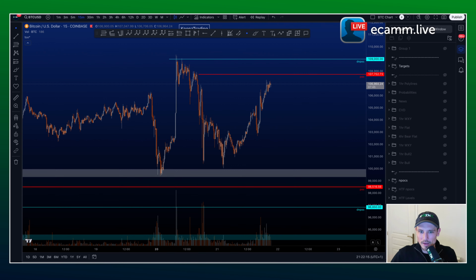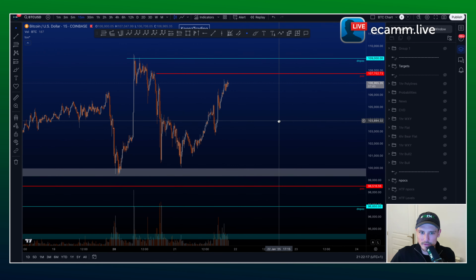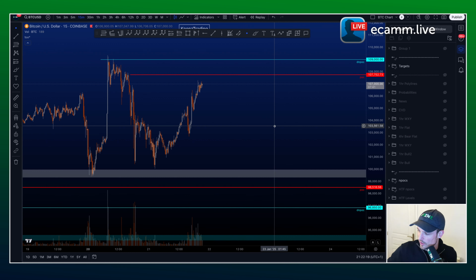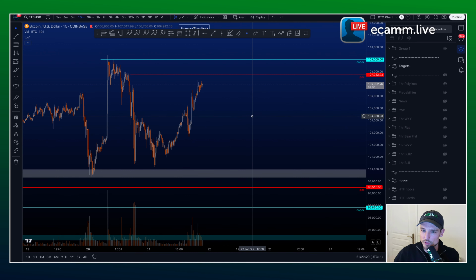Okay, let's start the analysis, shall we? So Bitcoin has been moving up, supported by bullish CVD divergences. It's nice to see price moving to the upside. It's, of course, something that we were looking for as well.